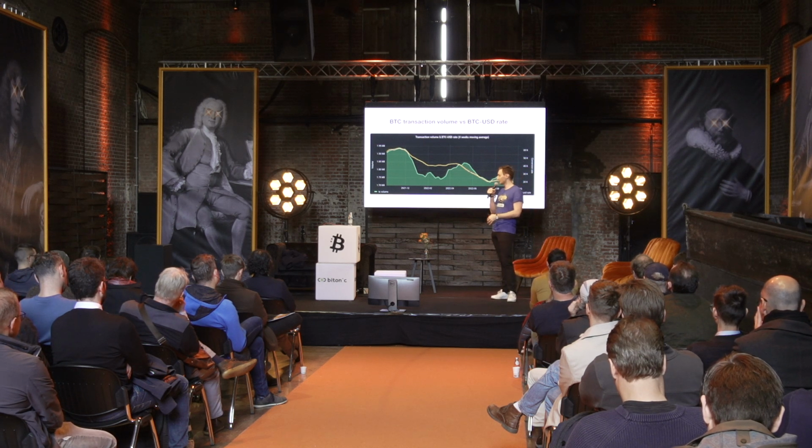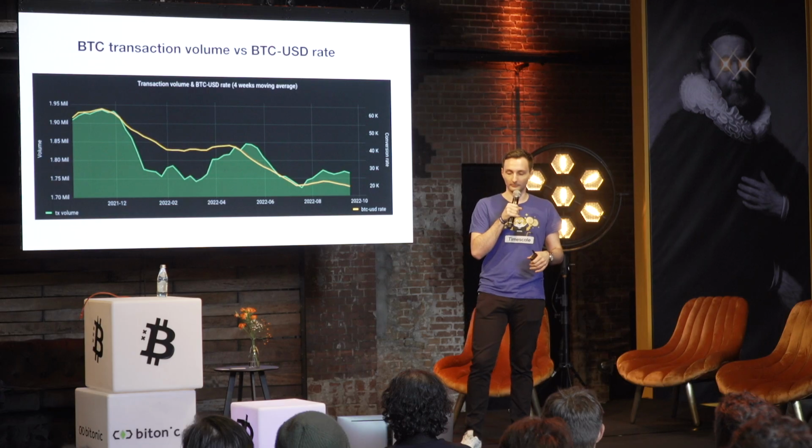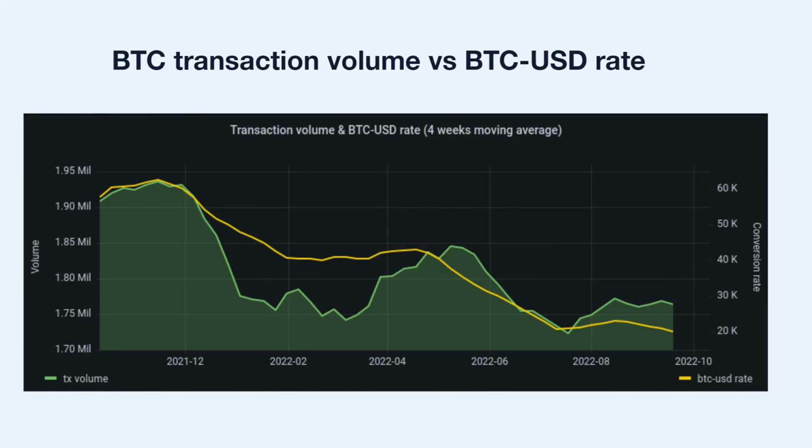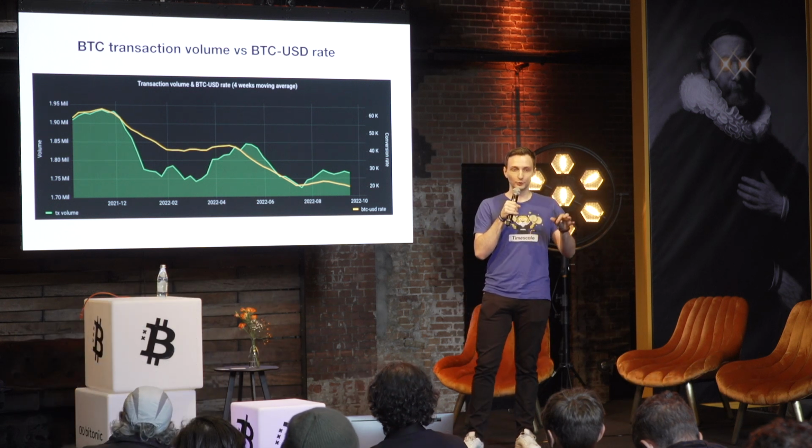So for example, in this chart, this is actually from a blog post I wrote a while ago about analyzing the Bitcoin blockchain with Postgres. And here we analyzed the transaction volume, which is the green line, versus the BTC USD rate, which is the yellow line, and analyze how they correlate. And why I think this kind of analysis is really, really interesting, because these are two different data sets.